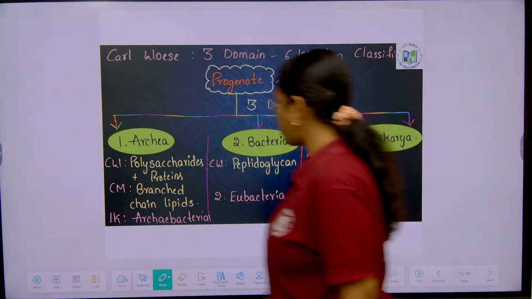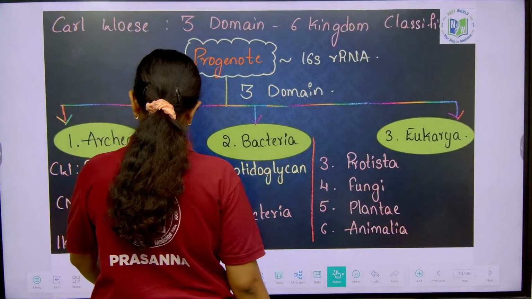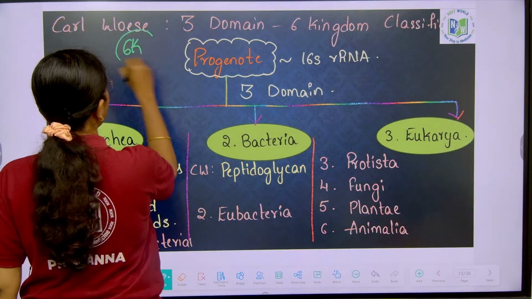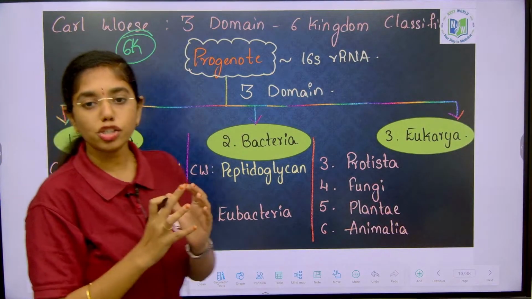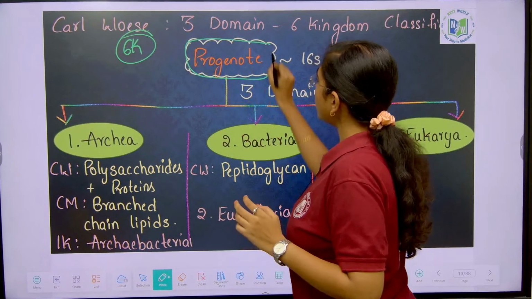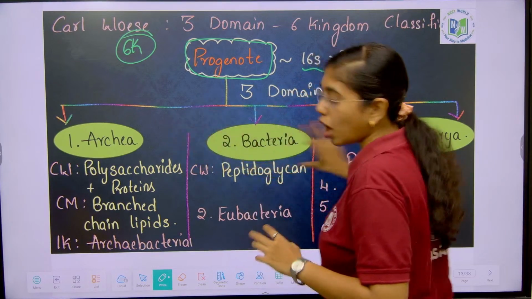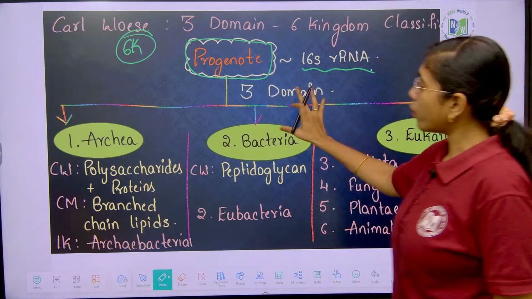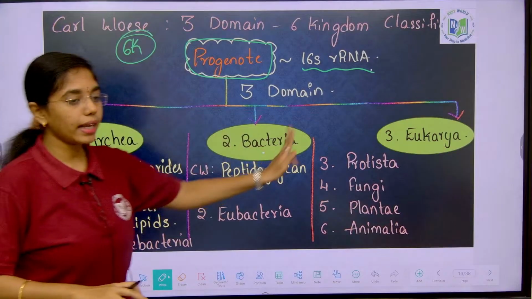Carl Woese has proposed what system of classification? The 6 kingdom system of classification, also known as the 3 domain system of classification. According to this scientist, there is a common ancestor called progenote. This progenote has 16S rRNA, and this 16S rRNA is common in all the organisms. All the organisms will have 16S rRNA, and from the progenote he has classified 3 domains: archaea, bacteria and eukarya.